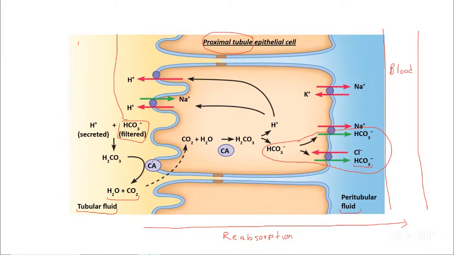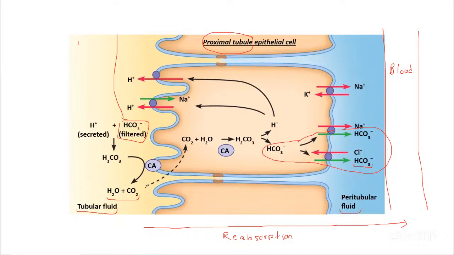The CA here is our enzyme carbonic anhydrase. In this case, it's embedded on that apical membrane. So the apical membrane is the one pointing towards the tubular fluid. The basal membrane, or the basolateral membrane, is the one on the side facing the blood. Okay, so we're converting bicarbonate and hydrogen ions to carbonic acid, then converting them to water and CO2.